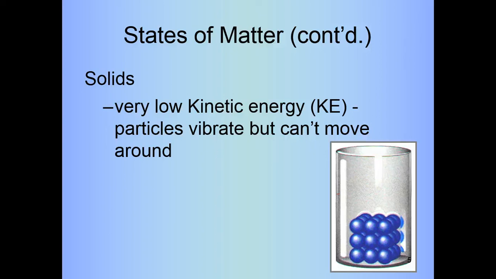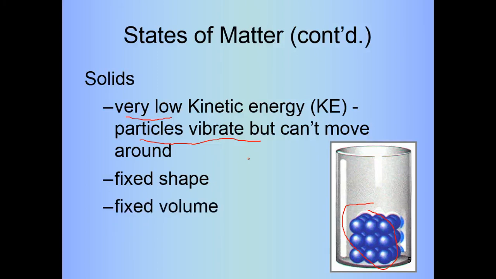But for solids, notice that the way these particles are drawn is that they are all touching each other. There's no space in between them, and they have a fixed pattern. Particles can vibrate, so we say they have a little bit of kinetic energy. It's very low. They can vibrate, but they can't move around. They're locked in next to the neighbors that they're next to. Because of this, they have a fixed shape, because those particles are not sliding past each other or moving around, their shape is unchanging.